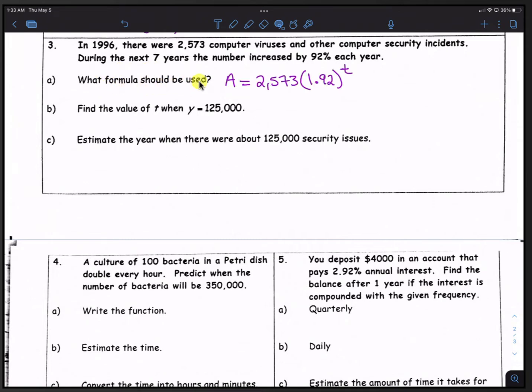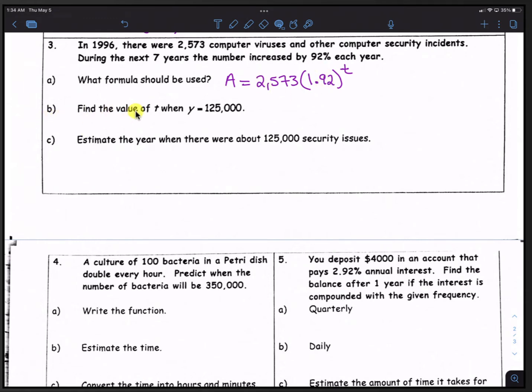All right, well, the formula is going to be the new amount is 2573, that's your initial amount, times 1.92 raised to the t. Now let me explain why it's 1.92. You are increasing by 92%, which means you're adding 92% to the initial 100%. Well, what is 92 plus 100? That's 192. Convert that to a decimal. That's 1.92. So your base, or your multiplier, every year is 1.92. All right, so this is our equation.